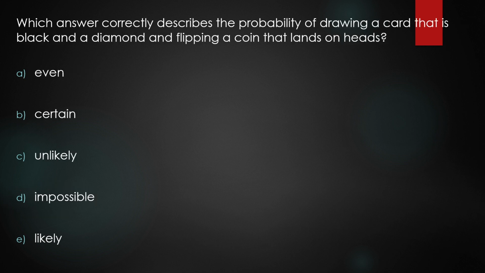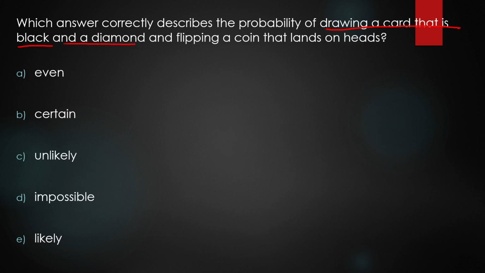Our next question says, which answer correctly describes the probability of drawing a card that is black and a diamond and flipping a coin that lands on heads? Okay, so on this one here, let's focus on just the first part. So drawing a card that is black and a diamond.